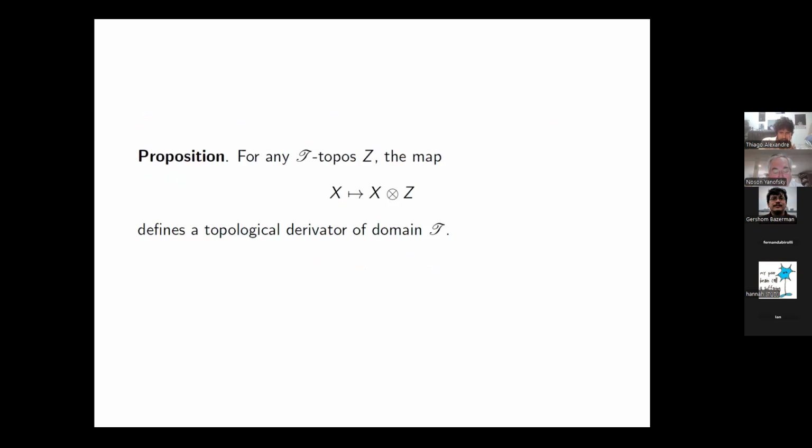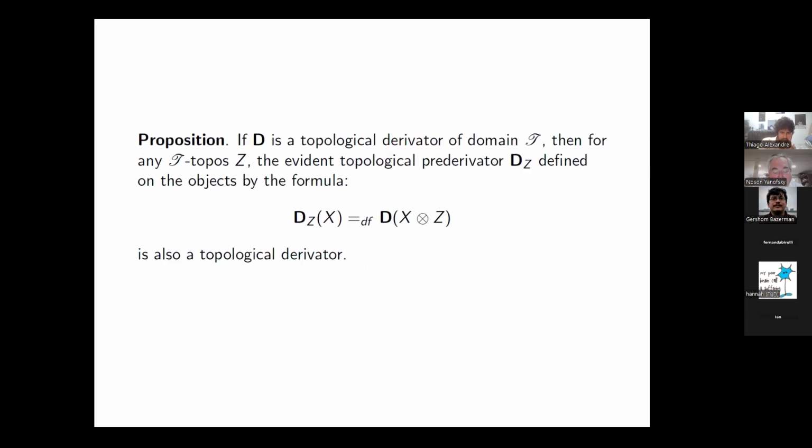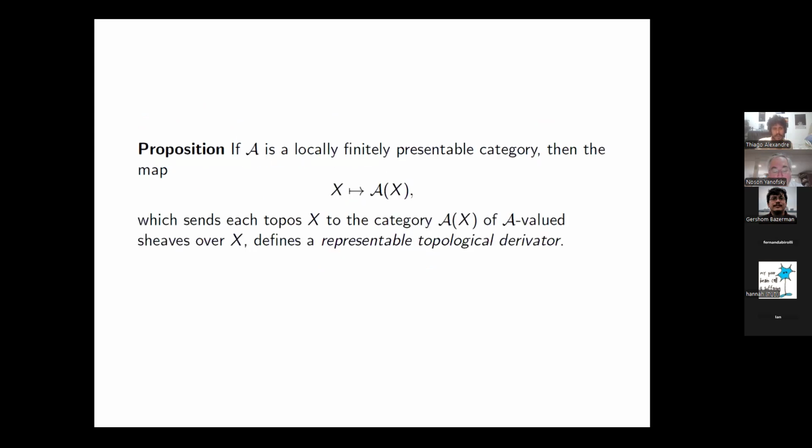Okay, we can construct the sheaf derivator, but this is a very important result, just technical. If A is a locally finitely presentable category, then the map which sends each topos X to the category of A-valued sheaves on X defines a representable topological derivator.